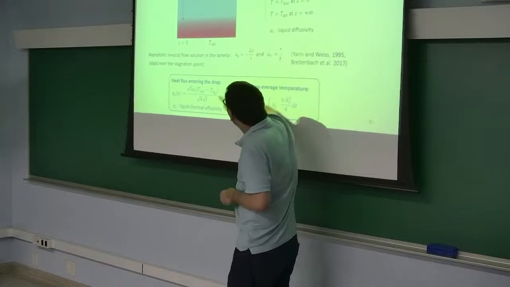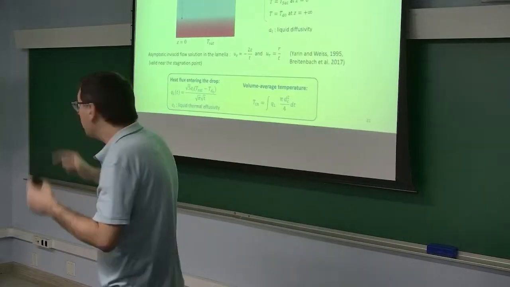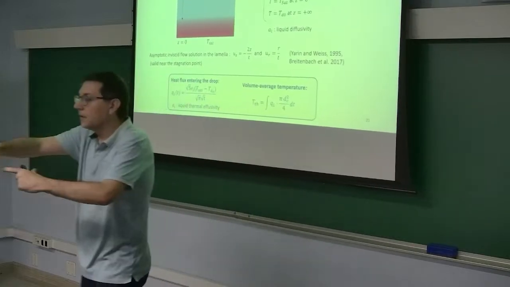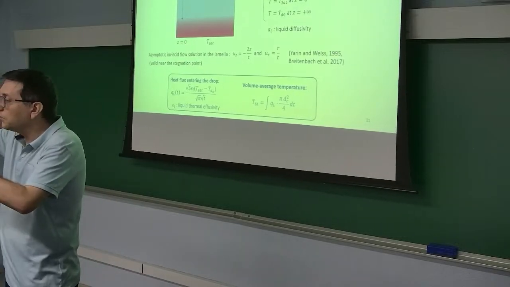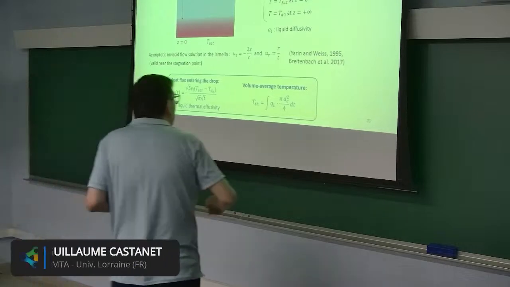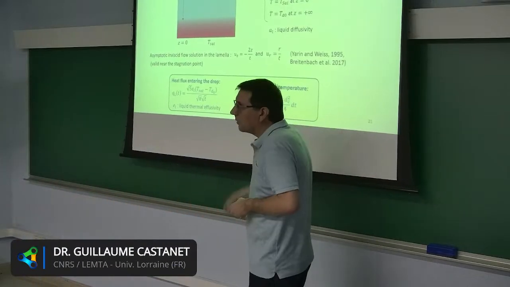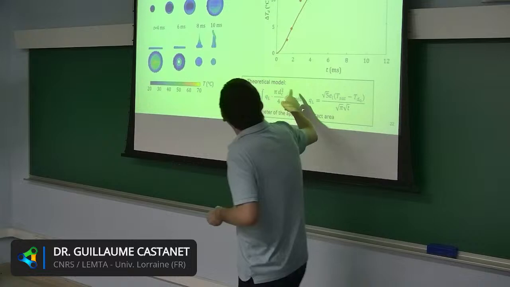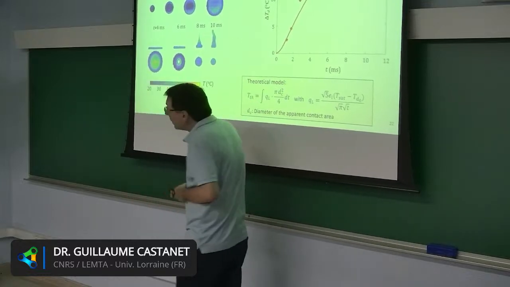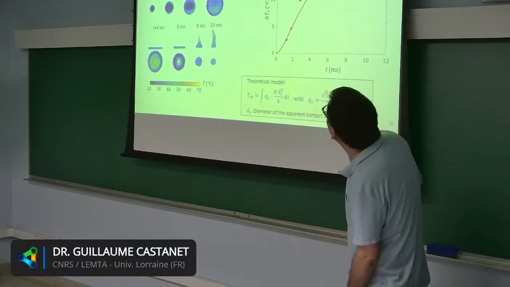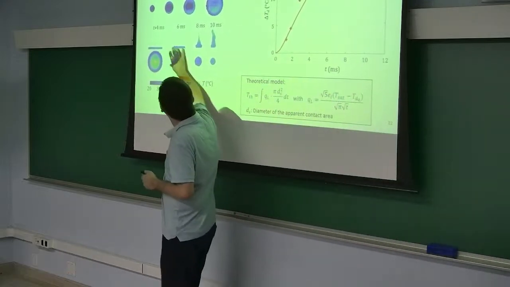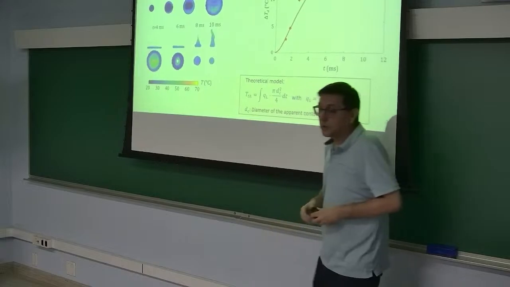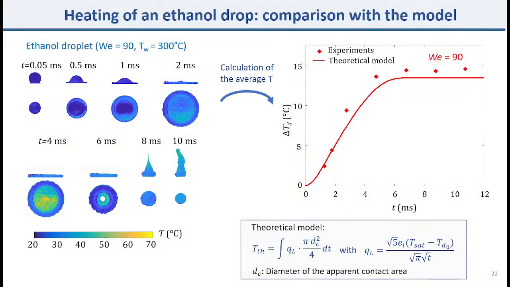When we solve this equation, we obtain the following heat flux, and after we can integrate this heat flux over the time and also over the surface of apparent contact between the droplet and the wall. And like this, we have a value for the average temperature of the droplets. So if we do that, we can compare our measurements with the experiment. We just use the temperature obtained in the measurements, do the average, and compare to the theoretical average that we have from the model.